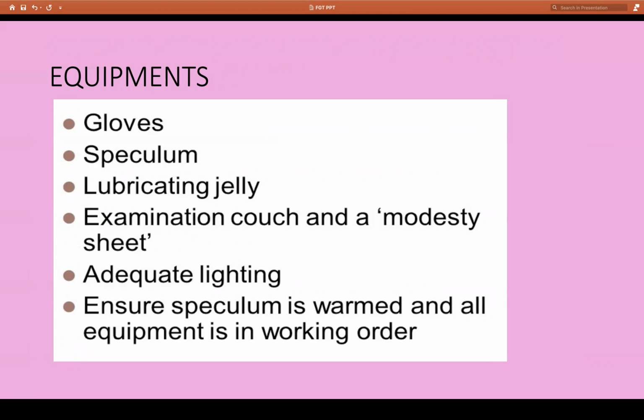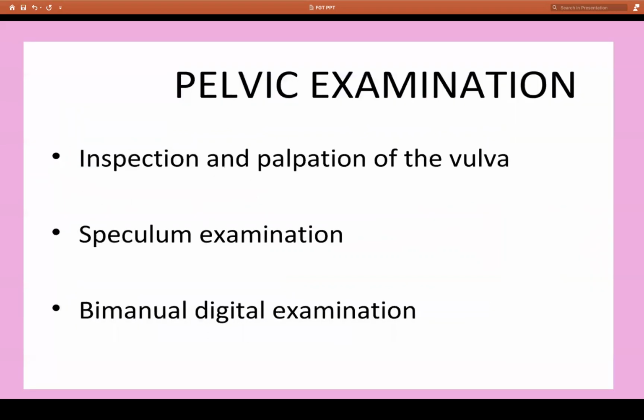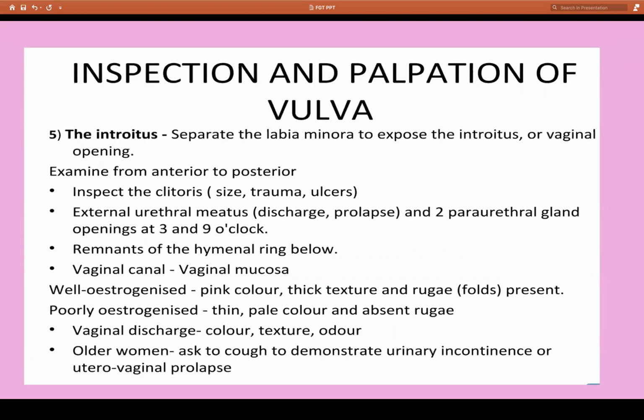The speculum can be univalve or bivalve, Sims or Cusco's speculum. You also need lubricant jelly, examination couch, modesty sheet, and adequate lighting, and light is important because you are examining inside the vagina. You should have proper lighting there. Ensure the speculum is warmed while you are inserting. While examining, separate the labia minora to expose the introitus.